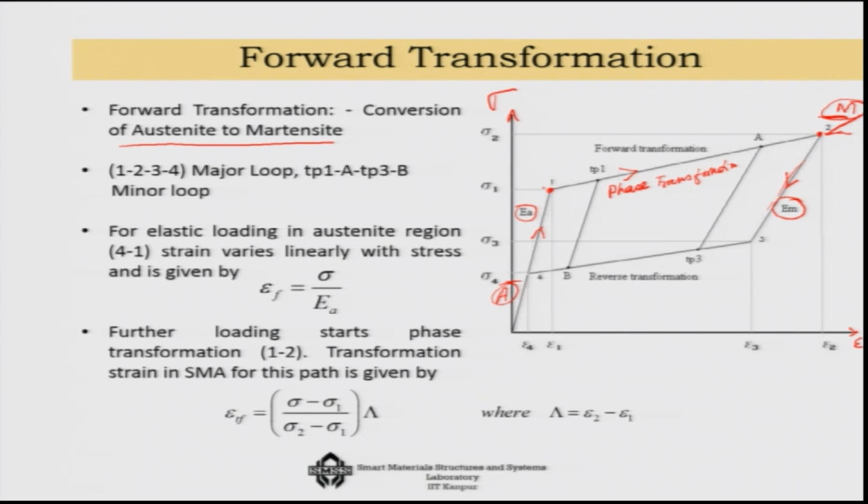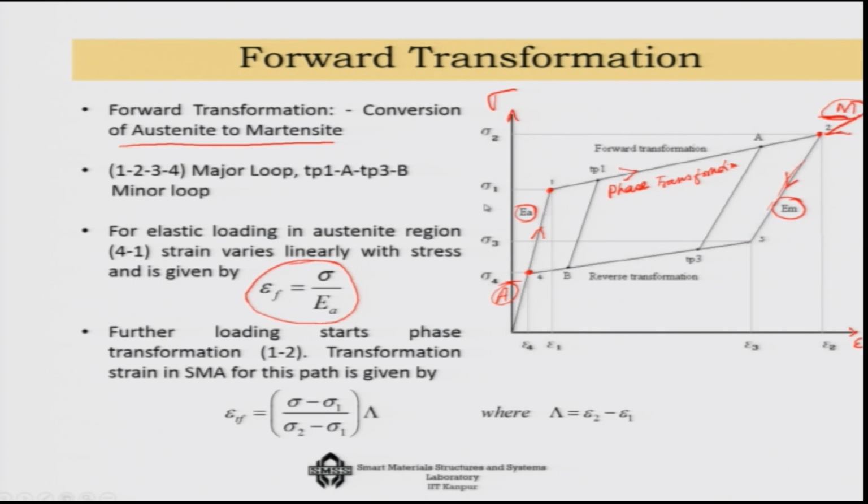So, if we take 4 to 1, let us say, 4 is the point where we will finally be coming back, as we will be applying the reversing of the stress. So, from 4 to 1, the stress strain relationship is a very simple linear relationship, where the strain is proportional to the stress and the modulus of elasticity that governs is E a.